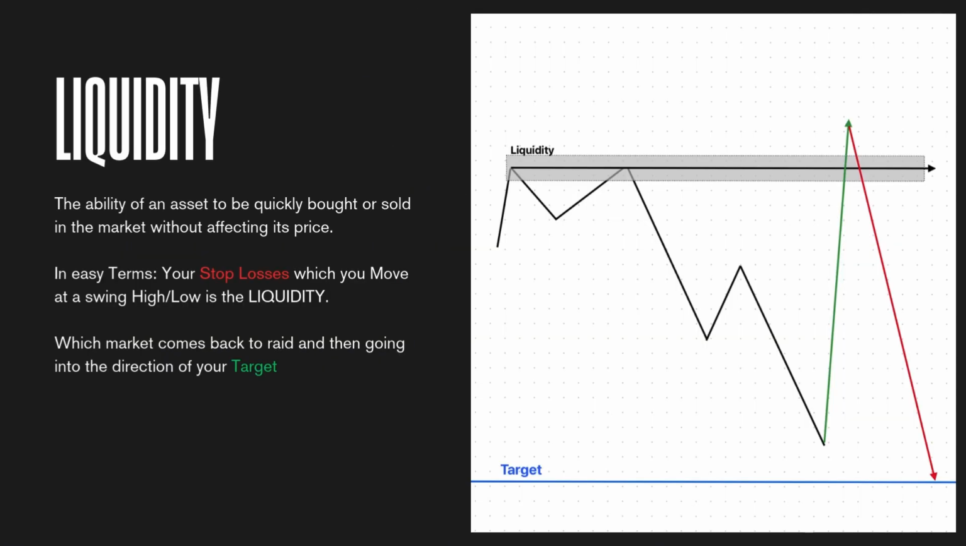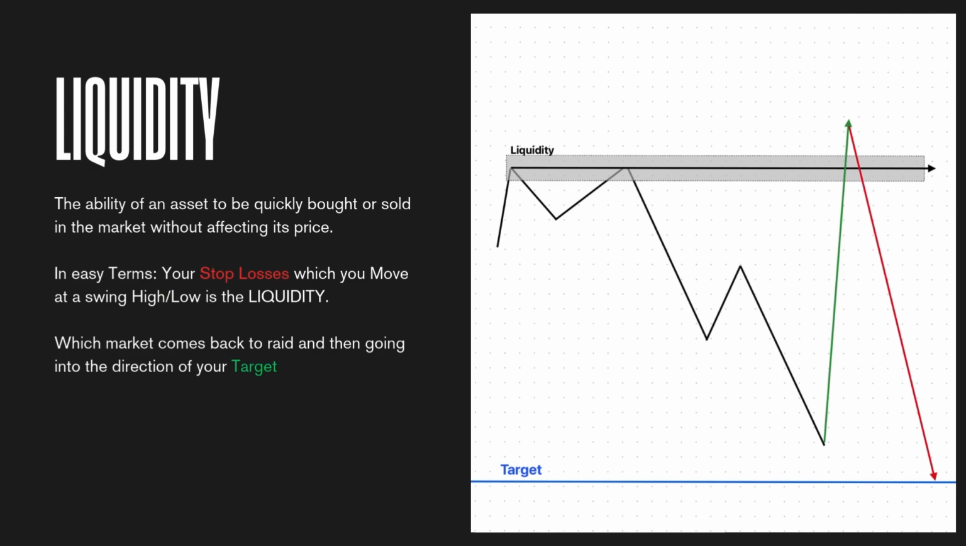Let's start by defining liquidity in a more relatable way. Liquidity refers to how easily assets can be bought or sold without drastically changing their price. But for us traders, the more important concept is how liquidity behaves around price levels. Think of the price action as the battlefield. The market is a predator and it's always hunting for liquidity. Stop losses are just the prey.